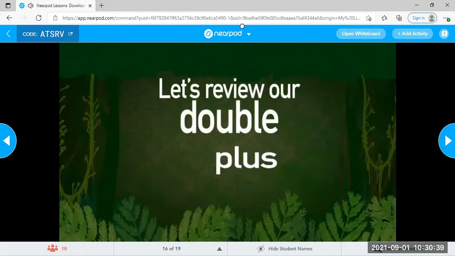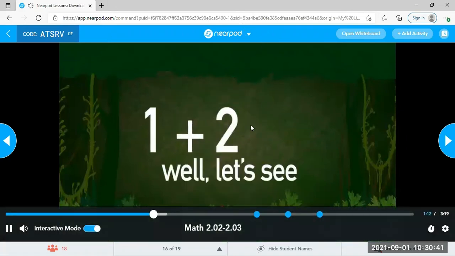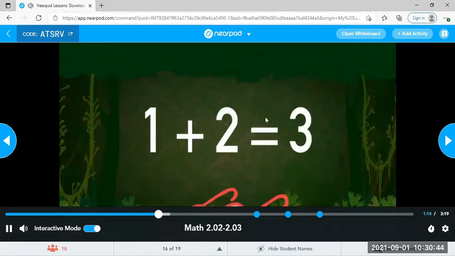Let's review our double plus 1s. 1 plus 2, well, let's see. 1 plus 2 equals 3.